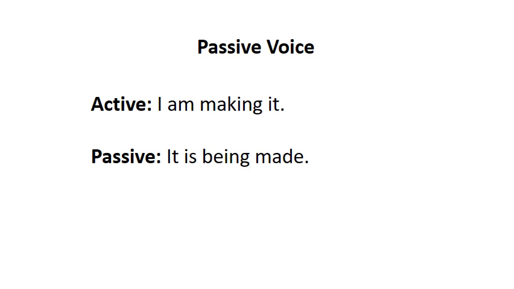The passives often have these, in English, strange circumlocutions: being made, or being done, or being watched. Passive, it is being made. Active, I am making it. So that's the passive. We understand what the passive is. How do we do that in Deutsch?